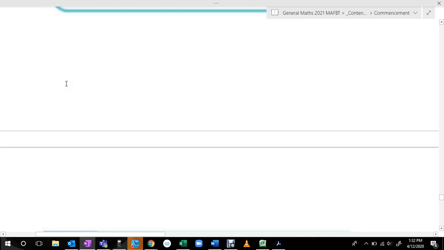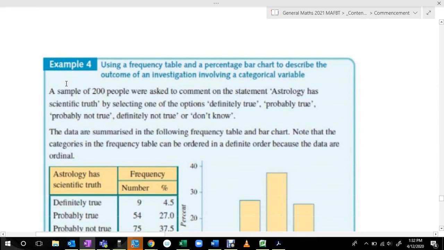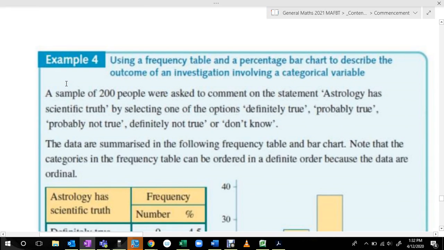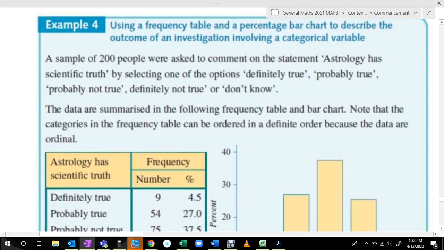So let's go to this one. Example 4 from 2C. All right. So for this one here. This is the question, so this is not the report. It says a sample of 200 people were asked to comment on the statement, astrology is scientific truth, and selecting whether it's definitely true, probably not true, and everything else there.